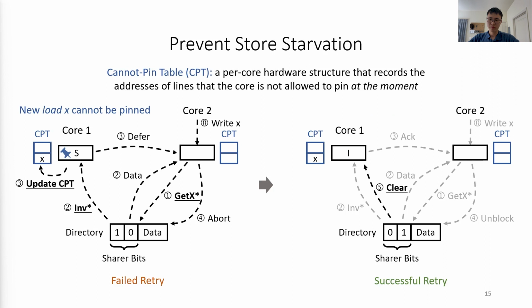When a deferred write finally finishes, the directory sends out an extra message called clear to tell core 1 to remove the address of line X from CPT, and core 1 can pin line X again. Note that the clear and remove are not part of the write transaction, they're just maintenance messages.